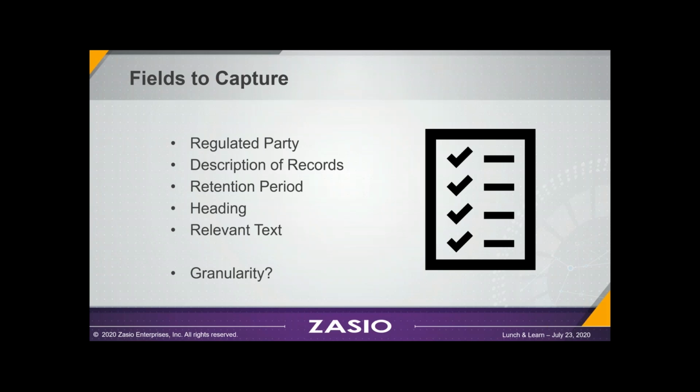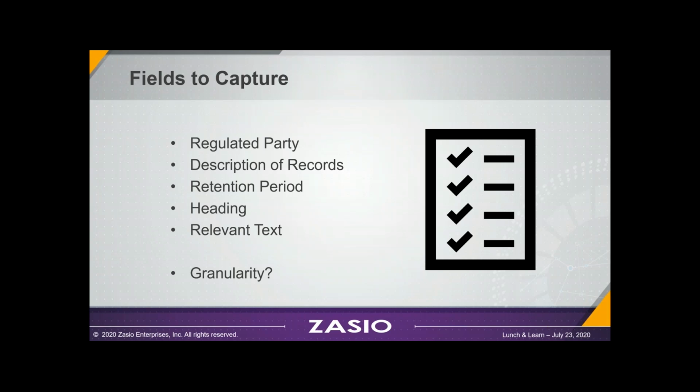The retention period is usually pretty easy. And then the heading is really just to make sure that there aren't any modifiers within that heading or the sections that it's under that could change who the regulated party is. And then even a snippet of the regulated text, I think, is good to have. Now, when you're capturing these, we call these citations when we've grabbed all of these different fields and connected them together.